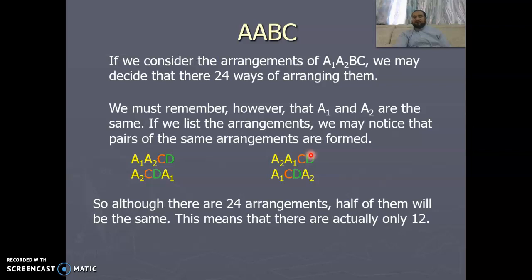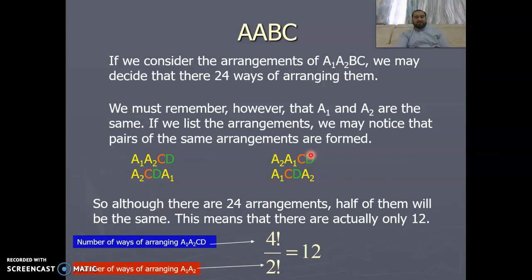So if we consider the first letter A1 and the second letter A2, but since both are A, at the end half of the possibilities will be left over. If you arrange them, in total you will find 24 ways, but since A and A are the same, that's why we are going to get 12.